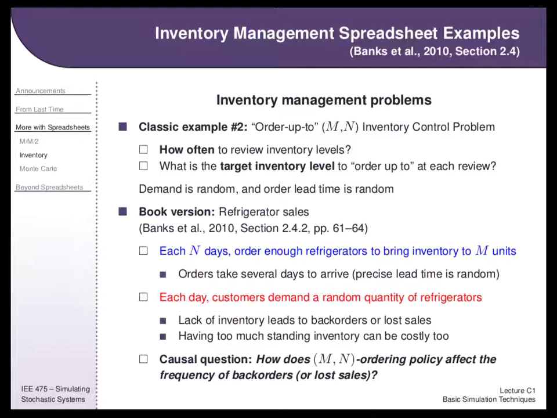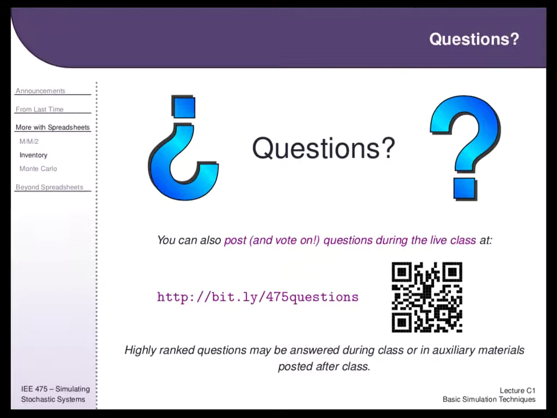And so then we can ask performance questions. We can say, how does the M, N ordering policy affect, say, how many back orders we have? How often things go into the negative, or lost sales? And this spreadsheet can give us kind of a solution to that. So this is another type of problem that we can answer in a spreadsheet, or that we can answer eventually in Arena. There will be a lab where you'll effectively build an order up to system in Arena. And we see that it's a relatively simple pipeline where we can ask a lot more complicated things. Again, these are standard inventory problems you should know as an IE at this stage in your career. Any questions about those?